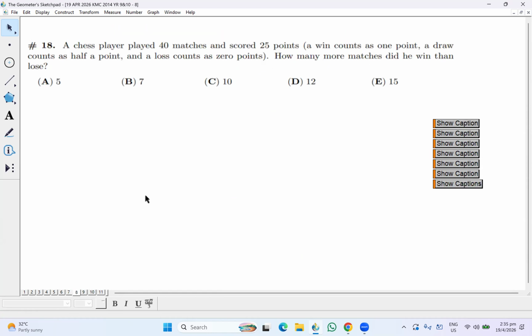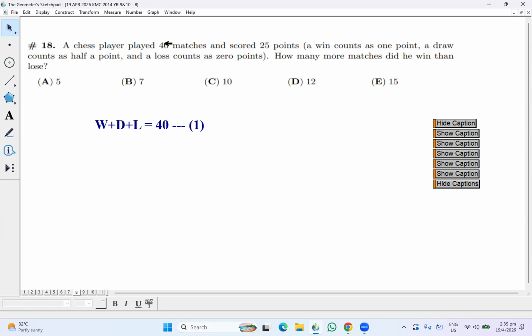The chess player played 40 matches and scored 25 points. A win counts as 1 point, a draw half a point, a loss 0 points. How many more matches did he win than lose? Okay, let's show what you can write. So win, draw, and lose. The player got some wins, some draws, some losses.